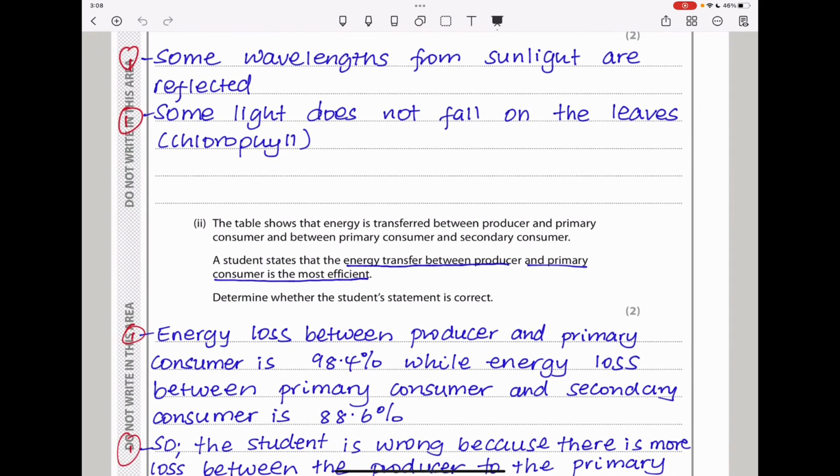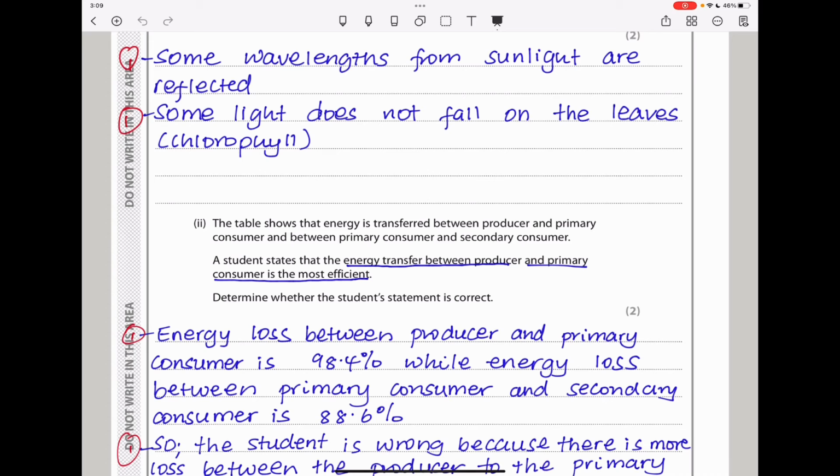So I go on to say the table shows the energy transferred between producer and primary consumer and between primary consumer and secondary consumer. A student states that energy transfer between producer and primary consumer is the most efficient. Determine whether the student's statement is correct. So here I said energy loss between the producer and primary consumer is 98.4%, while energy loss between the primary consumer and secondary consumer is 88.6%.